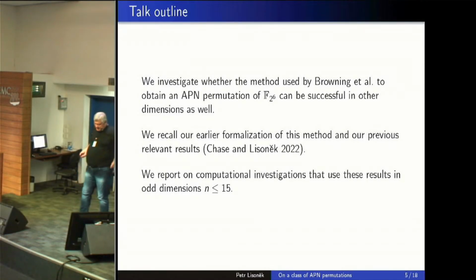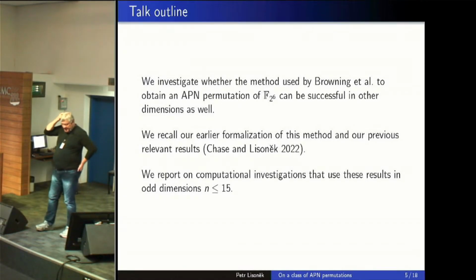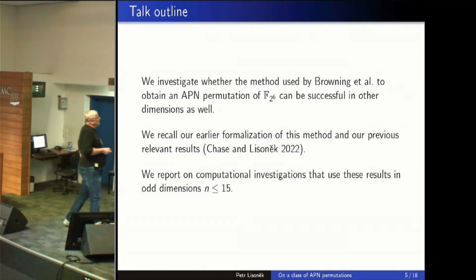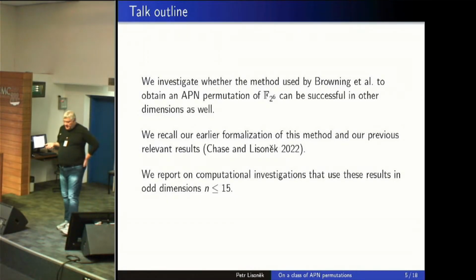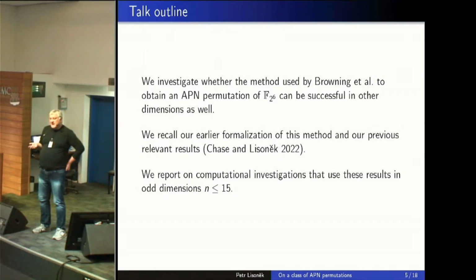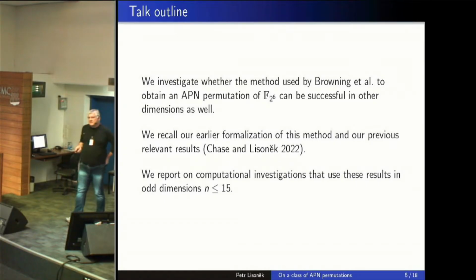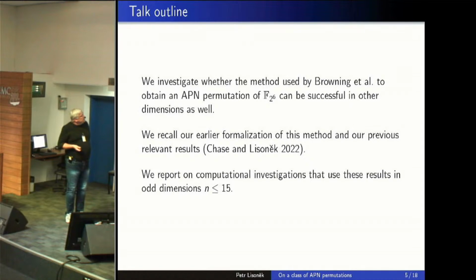This APN permutation in dimension 6 is of course very famous. You have probably all heard about it. You probably have some idea how it was done. The method was very particular to dimension 6. They did not have any kind of general consideration, really. It's essentially a computation, in a sense, what they did.